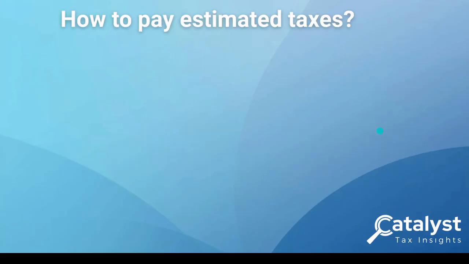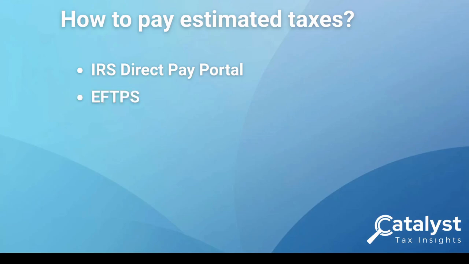How do I pay my taxes? The easiest way for individuals to pay estimated taxes is to send them directly to the IRS via their Direct Pay portal. Business owners can also make tax payments via the EFTPS system.